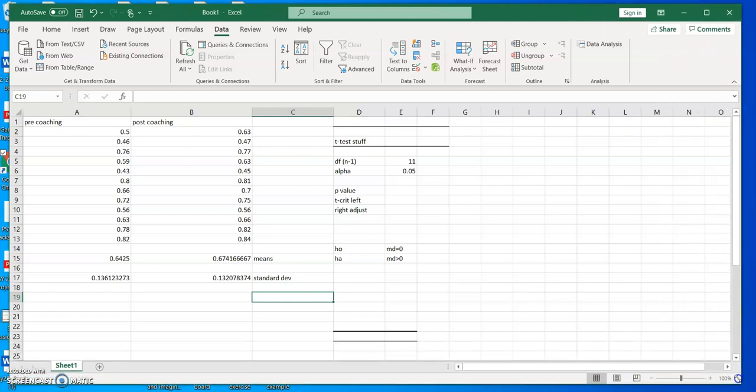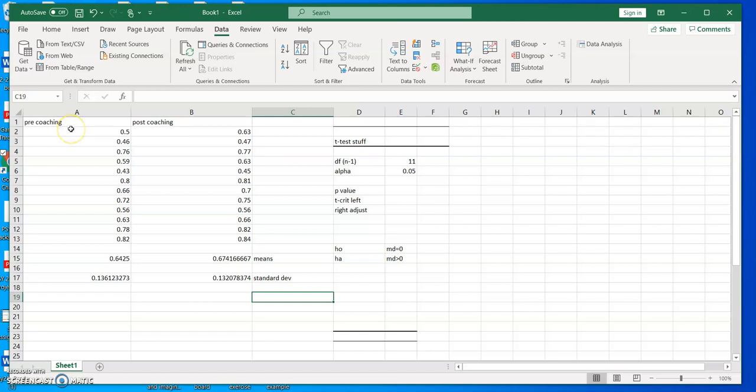I want to talk a little bit today about the paired samples t-test. In the paired samples t-test, what you have is the same sample. They have a pre-test, they have a treatment, and then they have a post-test. That's the main defining feature of a research scenario where you're going to have a paired samples t-test.